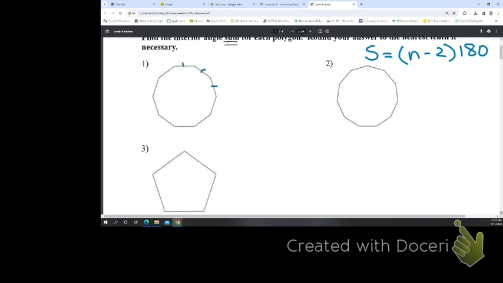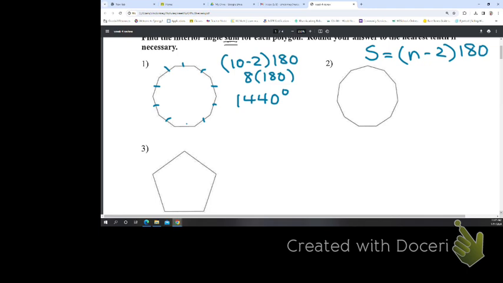1, 2, 3, 4, 5, 6, 7, 8, 9, 10 sides. So for number 1, I'm doing 10 minus 2 and then times 180. So 8 times 180, 1,440 degrees. You guys agree?